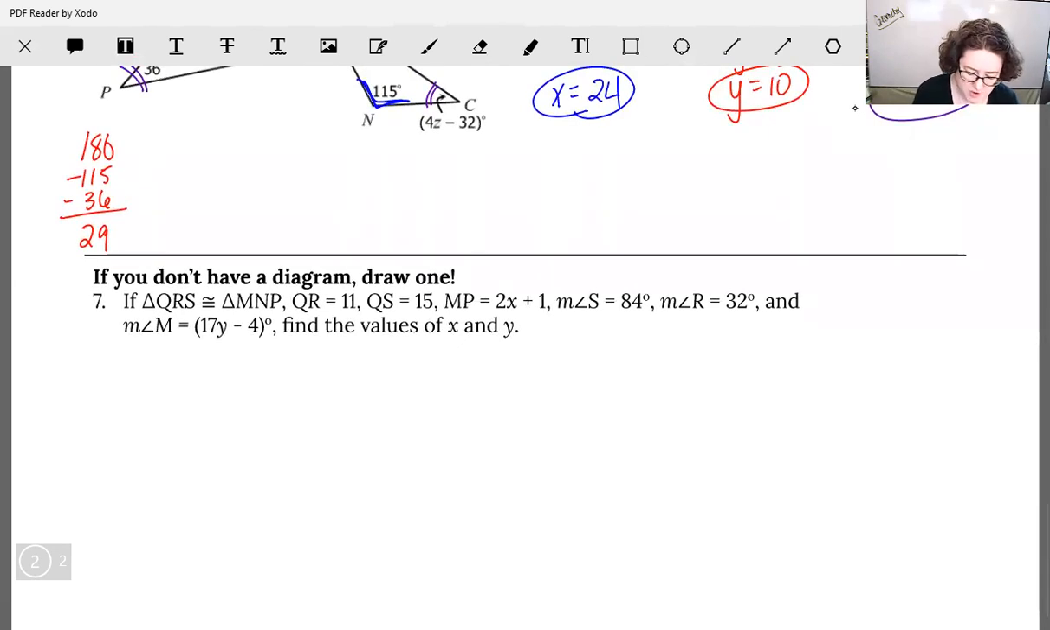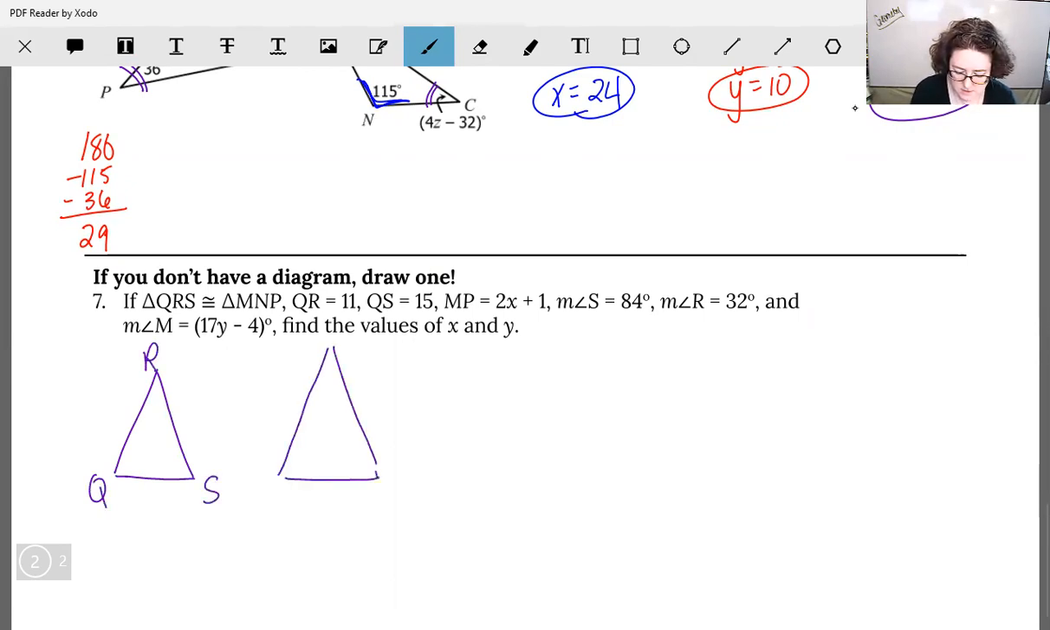So we have triangle QRS, and I'm going to go ahead and draw them in order just to help myself out. And triangle MNP. Okay, we are given the information segment QR is 11, QS is 15, and MP is 2x plus 1. So right off the bat, I know I'll be able to set those two equal when I'm ready to solve.